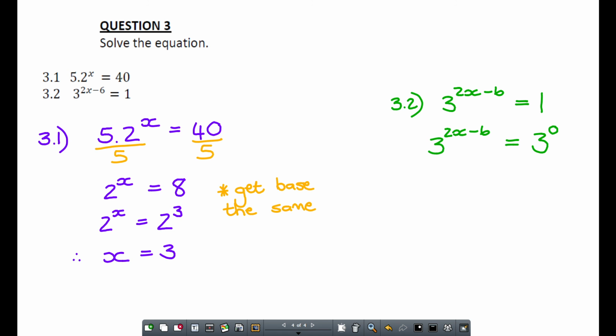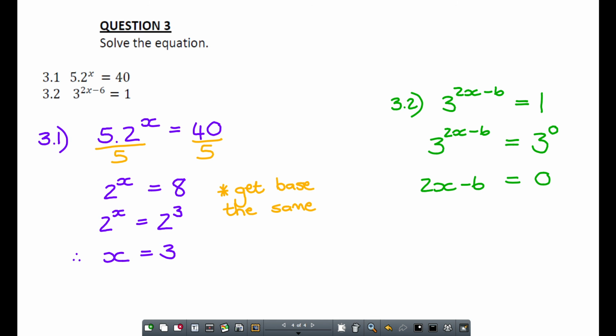Okay, now the base is the same on both sides, which means that now I can just look at exponents. So I can say that the 2x minus 6, the exponent on the left, will be the same as the exponent on the right. So that's the answer. No, not yet. So now we've got to solve for x.